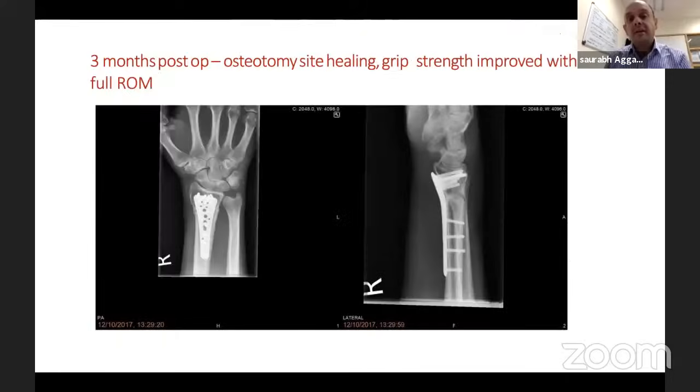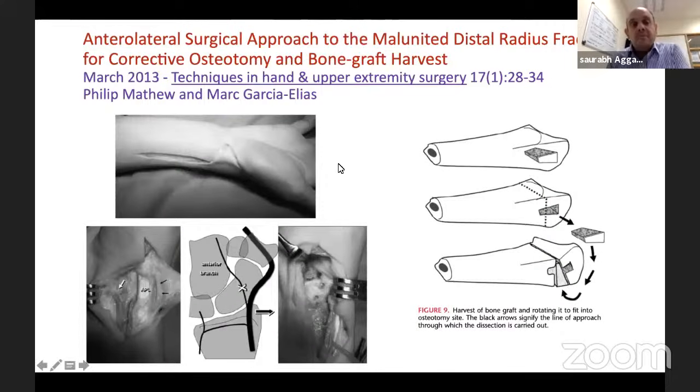So then another thing, if you've gone from the volar surface, and if there's a volar cortical contact, is there any way you can put a graft in? It's not easy, but it is possible. So if I take you to the next paper from Garcia Elias, he's a very eminent hand surgeon based in Barcelona, Spain. He wrote this paper a few years back, on the anterolateral approach and how you can take your graft. So these are the pictures from his paper.